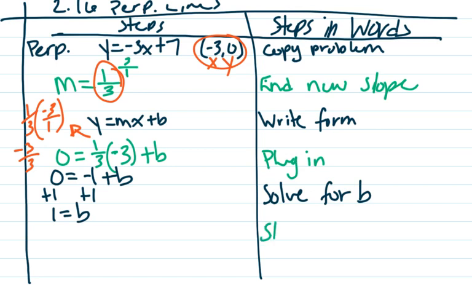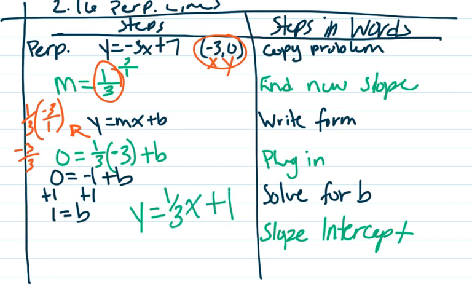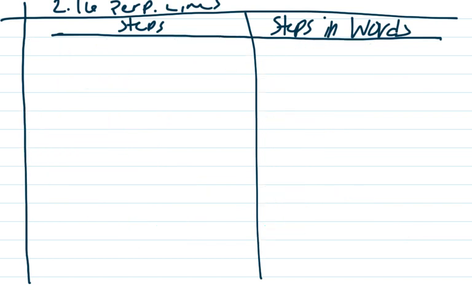So then we have slope intercept, which is y equals, and then we use our 1/3 x slope plus 1. So it's the same amount of steps as parallel. The only thing we have to remember is to change and flip that slope. Okay, that's what we have to remember. So let's go ahead to the next one.